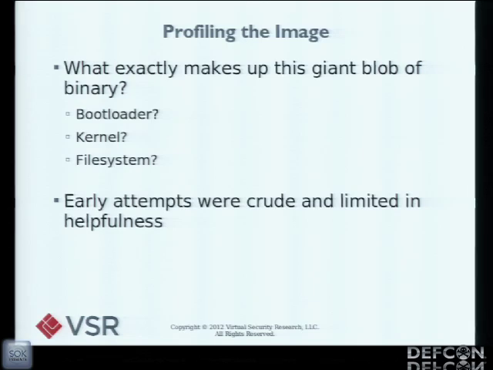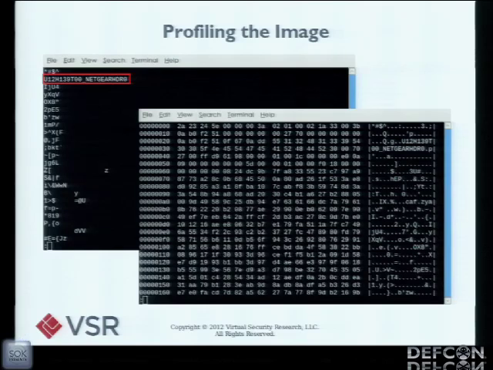So now we have ways to recover, we have a way to debug. How are we going to do the first step, profiling the actual firmware image itself? So this question that we have is basically, what exactly makes up this giant blob of binary? We download something from Netgear, and it's just a .bin file, it's a .chk file, and you have no idea what it is. Is there a bootloader in there? Is it a kernel, a file system? These concepts that we know run on this device, but we don't know exactly where it is located.